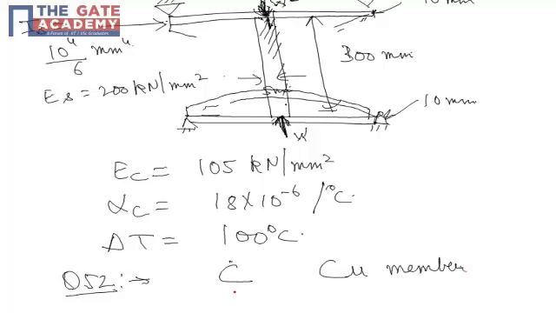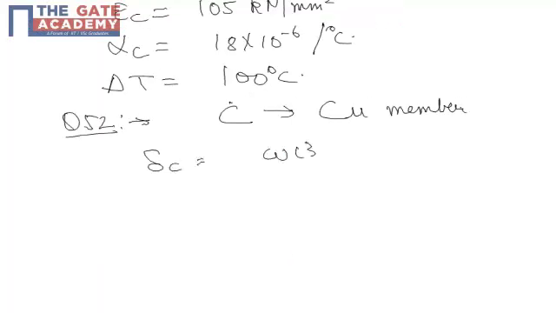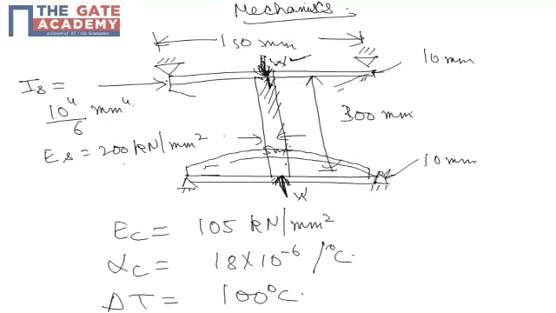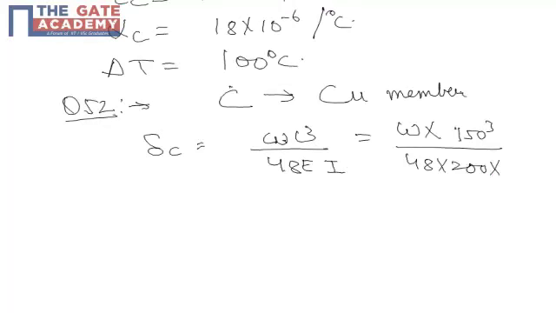Now the central deflection of a simply supported beam, as we know, is given by WL^3 by 48EI under the influence of a concentrated load. Now we don't know W, because this W is equal to the compressive force acting in this copper bar. So let us say this is W. Length L we know is 150 cubed, 48 E is given as 200, I is given as 10 raised to power 4 upon 6. So delta S comes out to be 0.211 W mm.